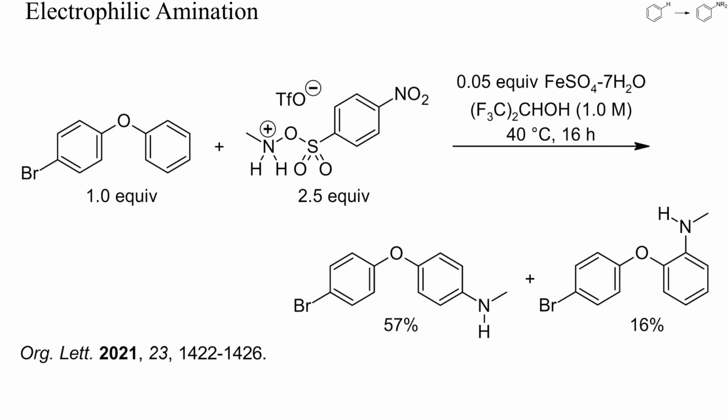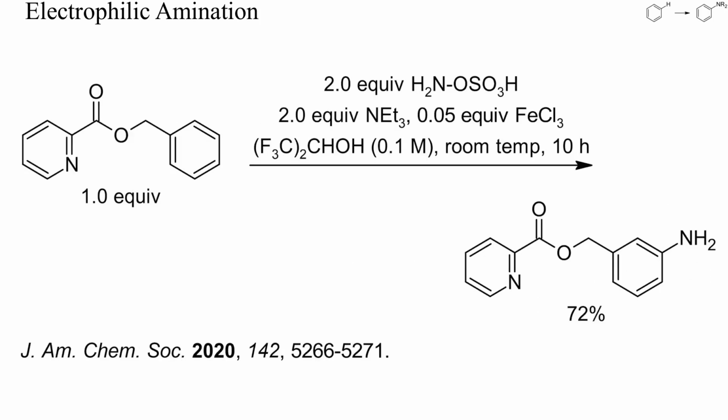Also, anilines seem to be resistant to this amination strategy because, despite the excess of electrophile, no twofold amination occurred. If the starting material can form chelate complexes, unexpected regioselectivities can result. In this example, a benzyl picolinate only yielded the meta-aminobenzyl ester when treated with an activated hydroxylamine and catalytic iron.